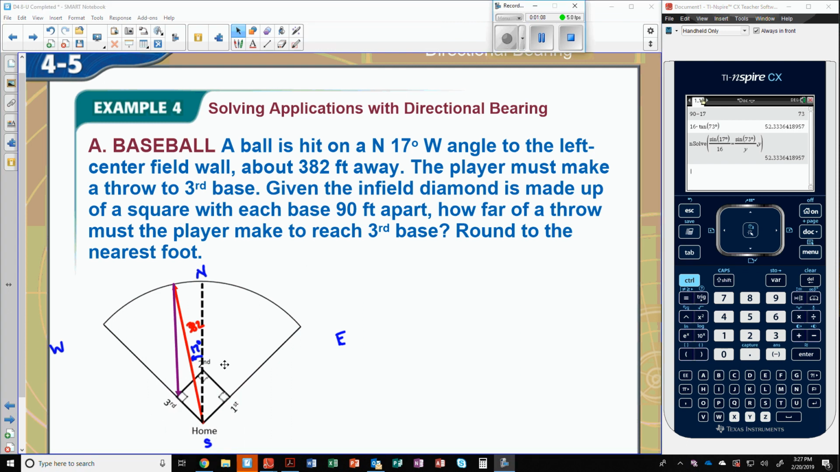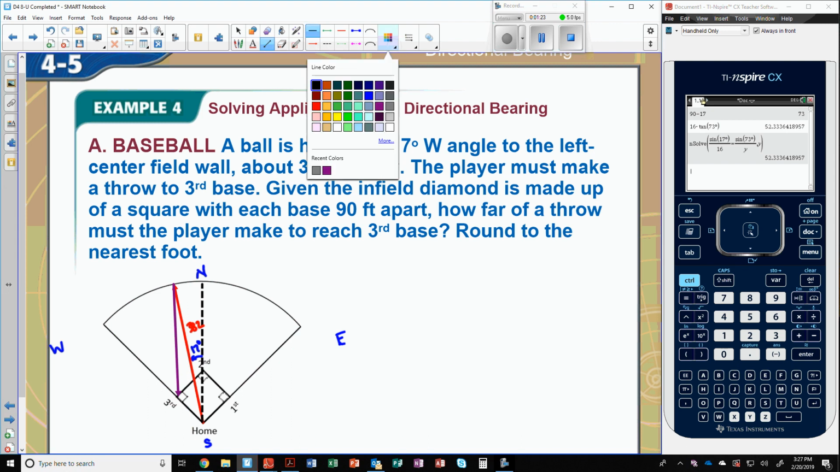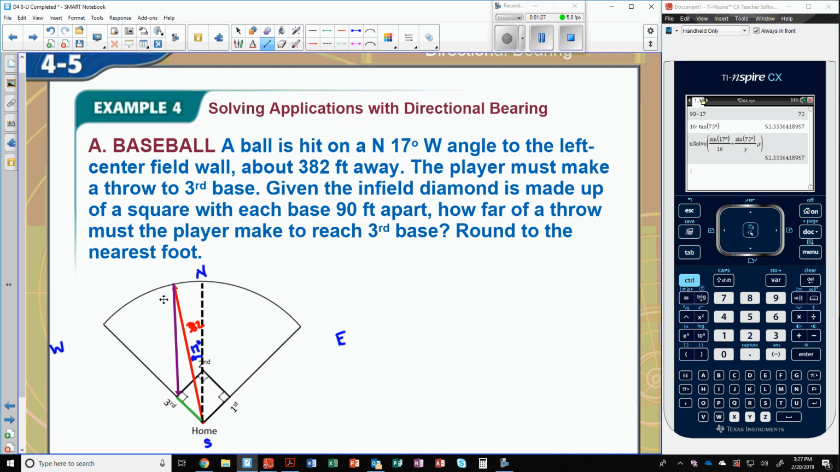Given that the infield diamond, this right here, is made up of a square with each base 90 feet apart, how far of a throw must the player make to reach third base? Round to the nearest foot. To complete our triangle here, I'll get a piece that's got color on it. You're looking at this triangle like that. We're going to try to solve for this triangle. We want to know how far of a throw the player must make to throw the guy out at third base, basically, is what's being asked. So this is the triangle we're looking at.